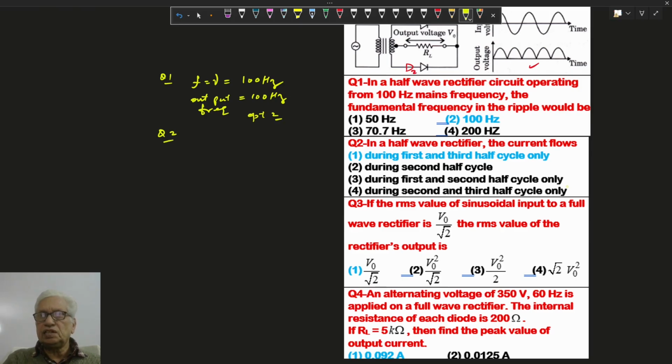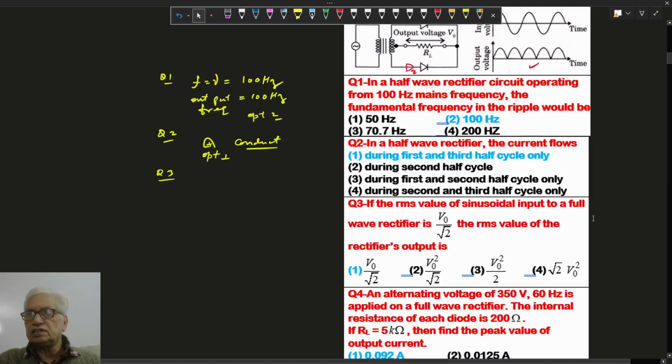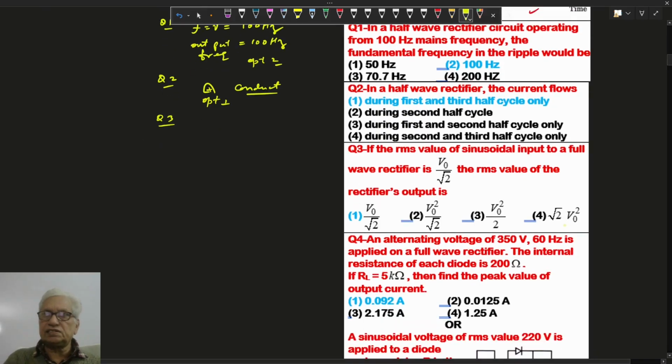Question 2. In a half wave rectifier, during the first and third half cycles, only for the positive half cycle it conducts. So we get output in the first, third, fifth, seventh half cycles. For the negative half cycle, it will not work. So option 1 is correct. The RMS value of a sinusoidal input to a full wave rectifier is V0 by 2, and the RMS value of the rectifier output will be the same. So option 1 is correct.